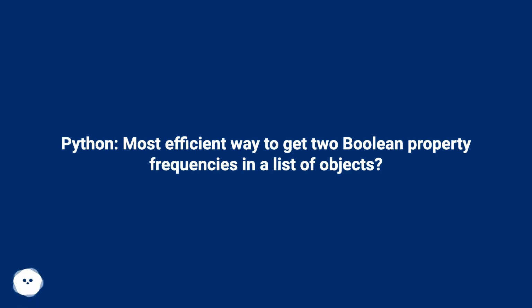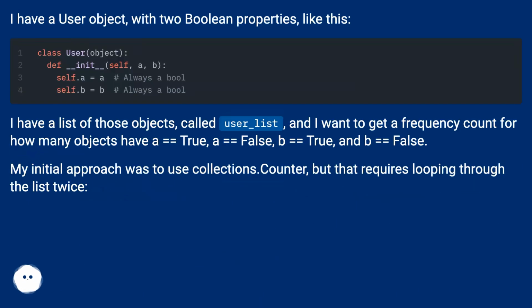Python, most efficient way to get two Boolean property frequencies in a list of objects? I have a user object with two Boolean properties, like this. I have a list of those objects, called user_list, and I want to get a frequency count for how many objects have a equals true, a equals false, b equals true, and b equals false.